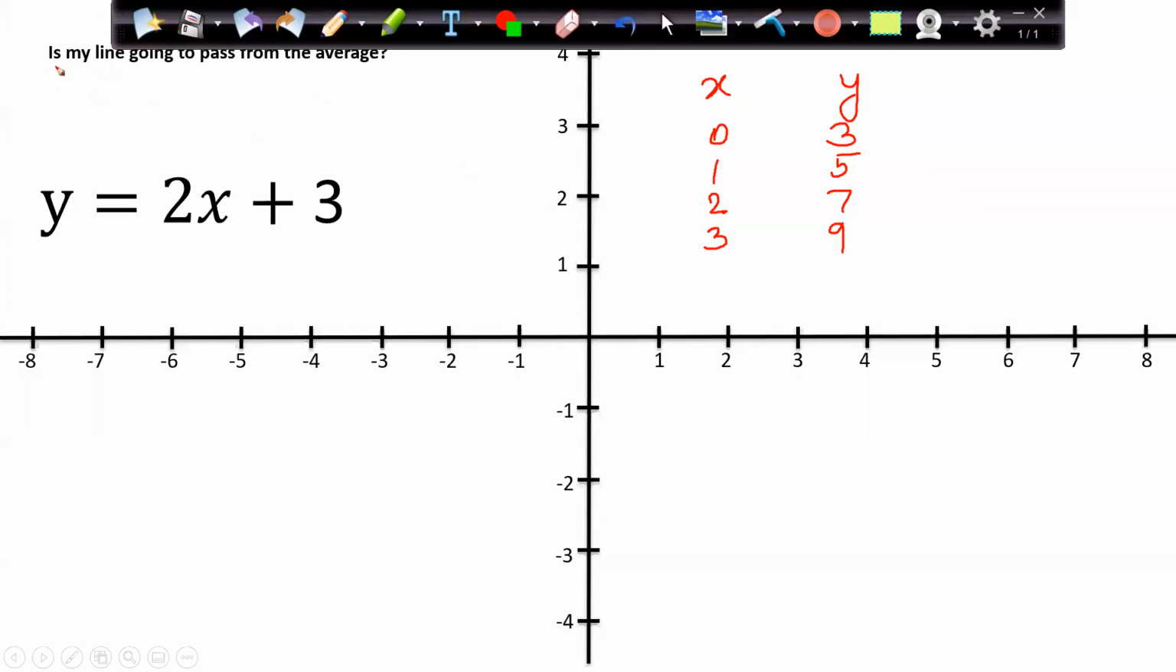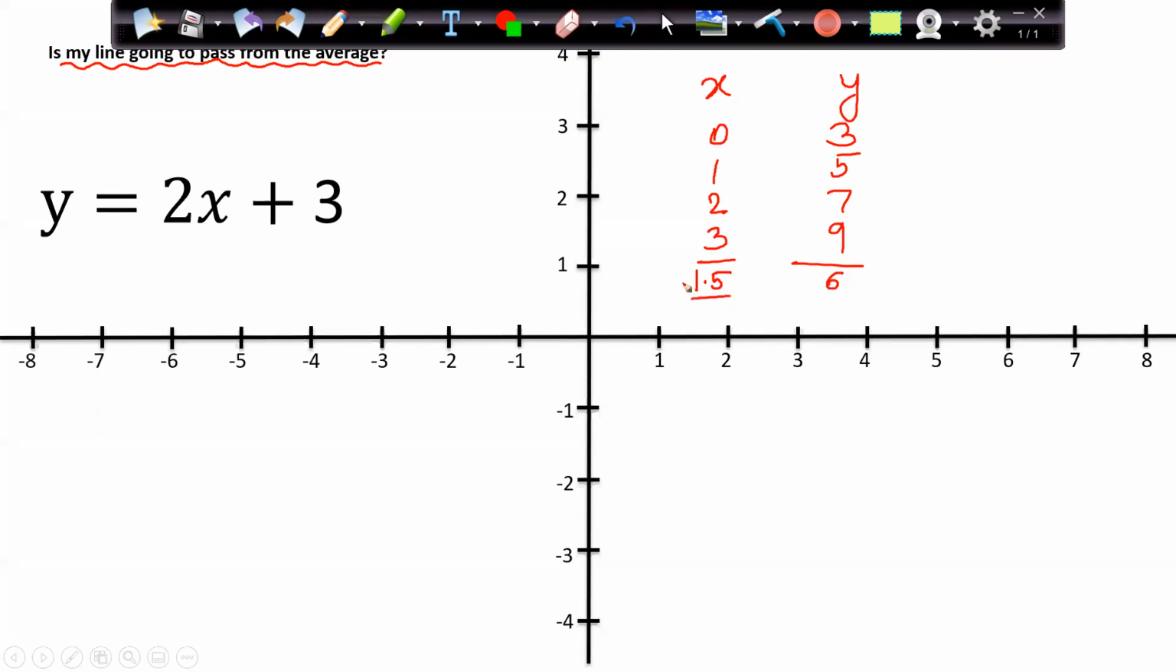And my x is 3, then y became 9. Now my question is, is my line going to pass from the average or not? What does that mean? Average of all these points is what? Can you find the average of this point? 0 plus 1 plus 2 plus 3, 6 by 4. That is 1.5. Let me find the average here. 9 plus 3, 12. Plus 12, 7 plus 5 is also 12, 24. 24 by 4 is what? 6.